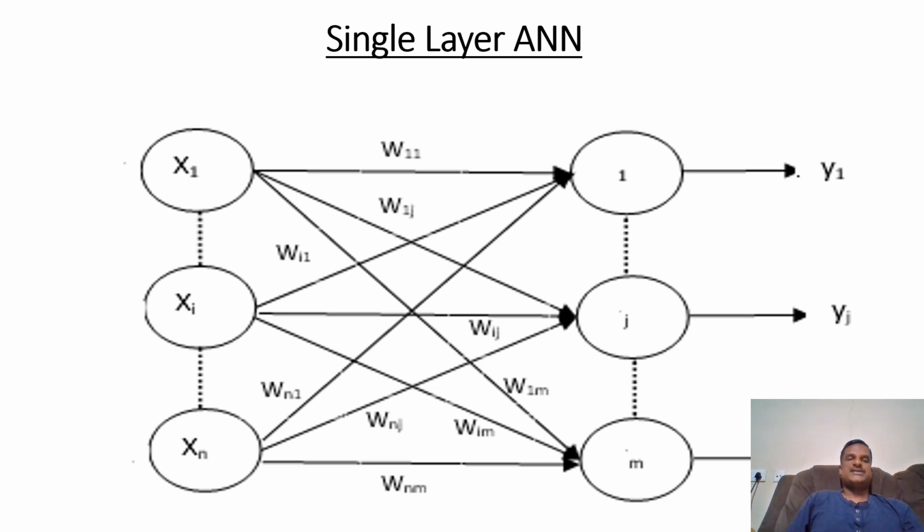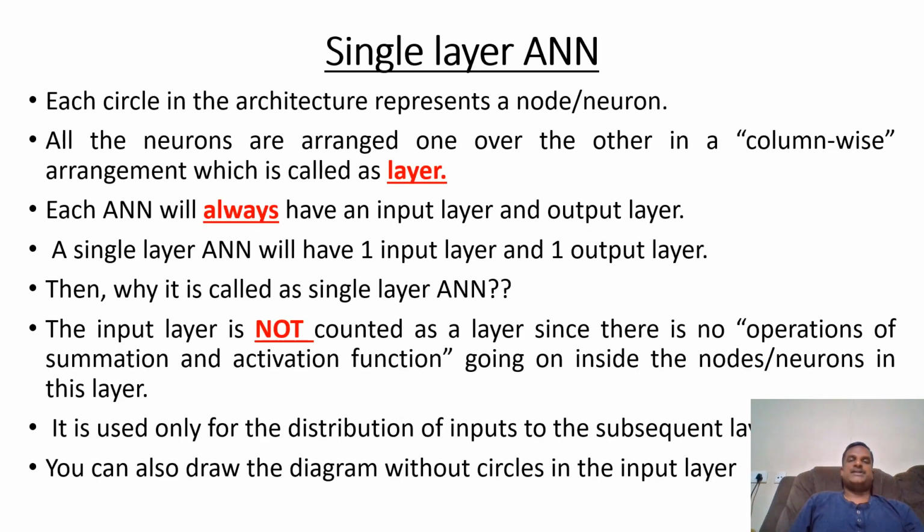This is the architecture for single layer neural network. You can see the diagram. You have layers, a column-wise arrangement of neurons, and you have links which are interlinked with the weight values. Now let us see the explanation of single layer ANN. Each circle in the architecture represents a node or a neuron. Because they are arranged one below the other, we call it a layer or a column-wise arrangement of neurons.